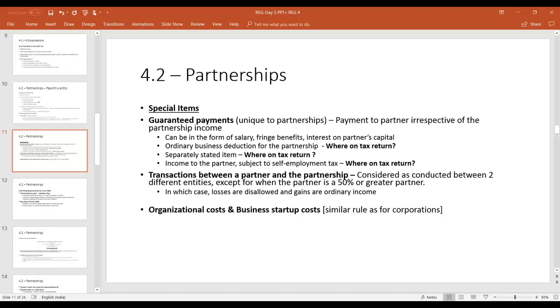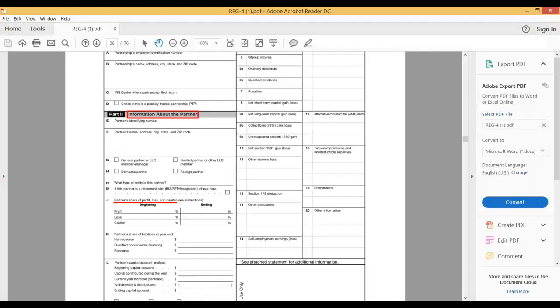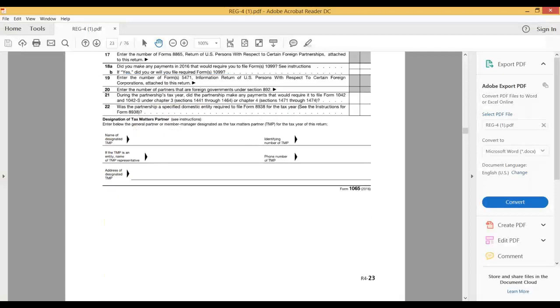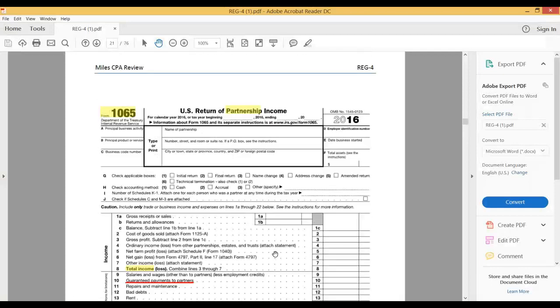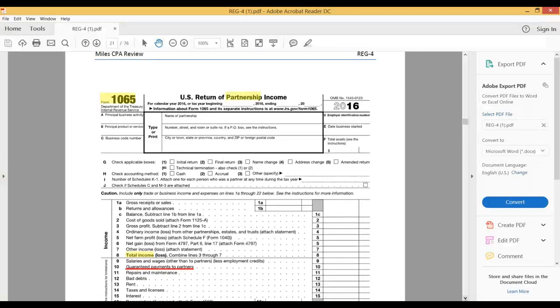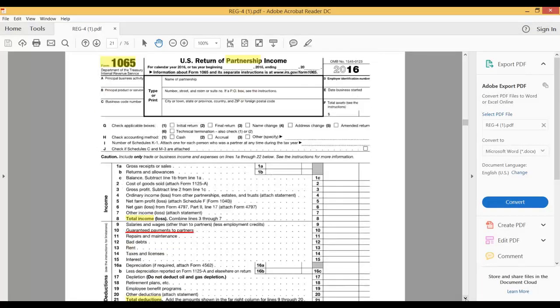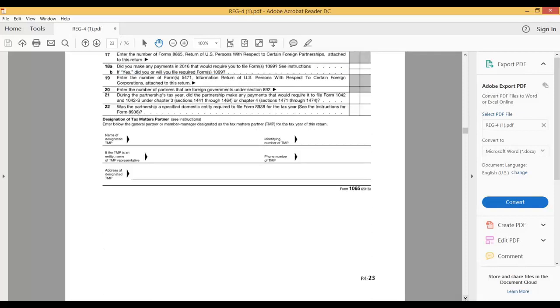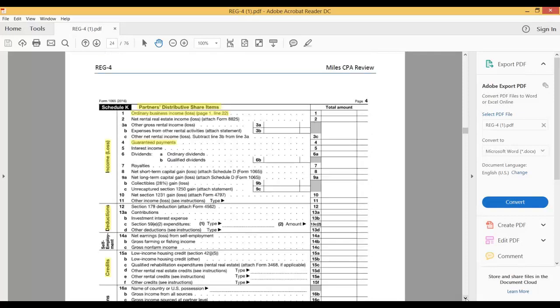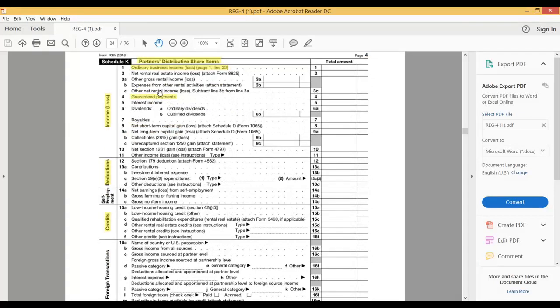Now, where does this go on the tax return? It goes as an ordinary business deduction for the partnership. Remember, when we looked at Form 1065 on the first page, let me just go back to the form. So you see here, guaranteed payments to partners is an ordinary business deduction to the partnership. It is also a separately stated item, and we'll show that here. If you can see here, guaranteed payments is a separately stated item.